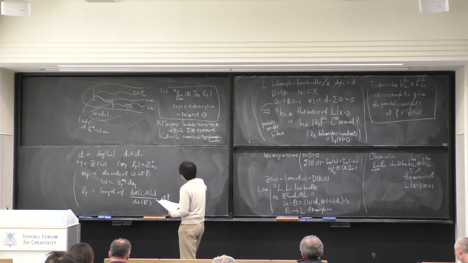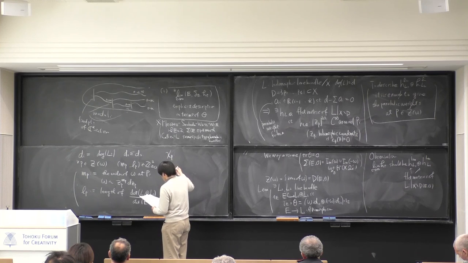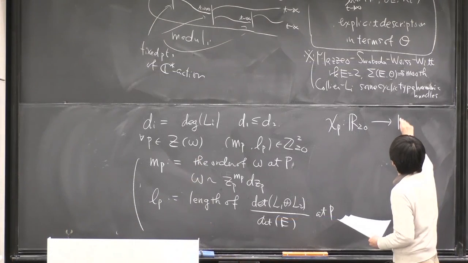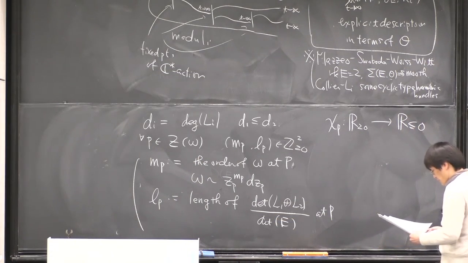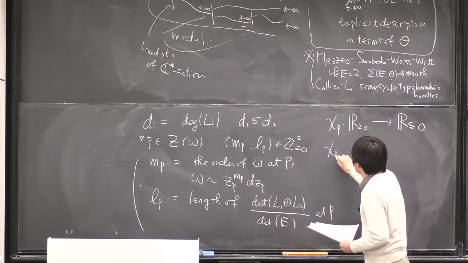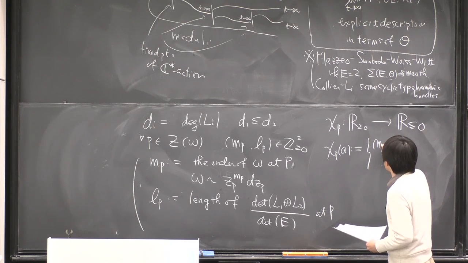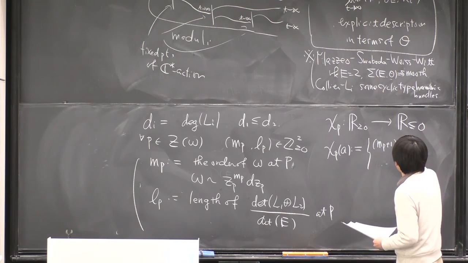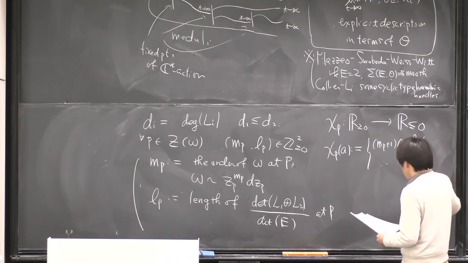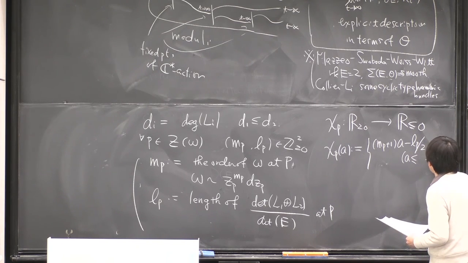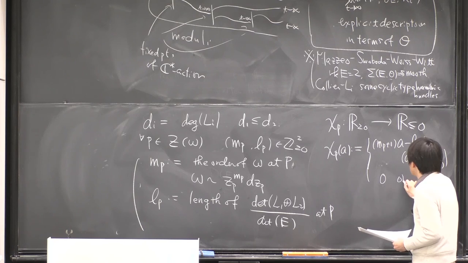Then we have the function from the set of non-negative numbers to non-positive numbers given by: for a smaller than m_P over 2 (m_P plus 1), the value is (m_P plus 1) a minus a_P over 2, and 0 otherwise.